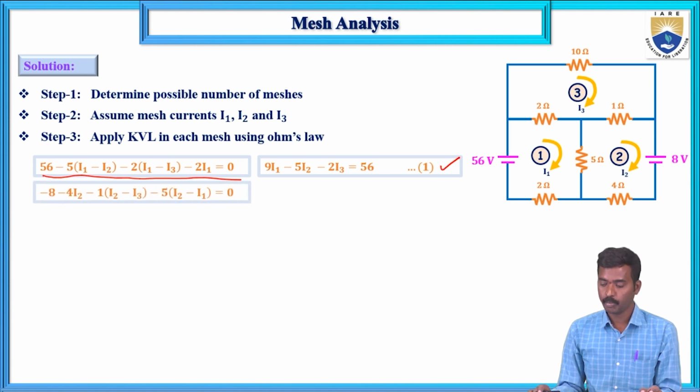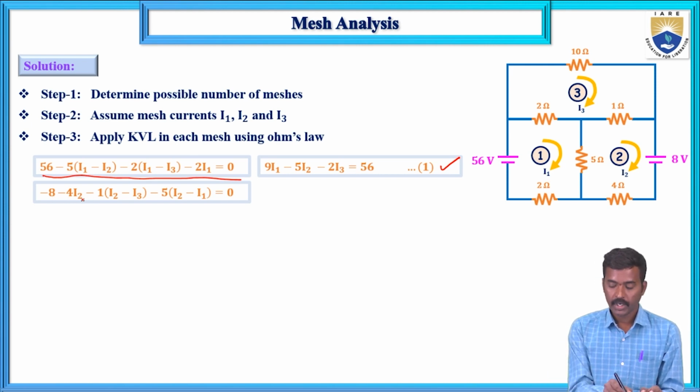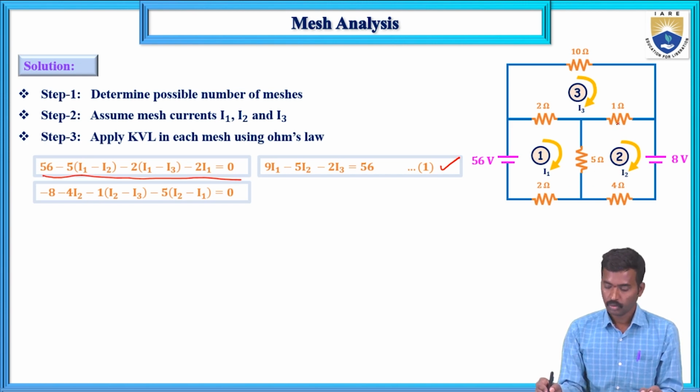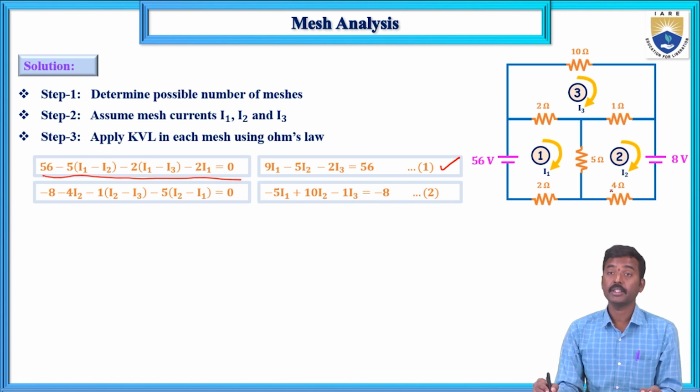Second loop equation, second mesh equation, 8. So minus 8, current is flowing from positive terminal to the negative terminal. Take minus 4I2 minus 1 into I2 minus I3 minus 5 into I2 minus I1. If you simplify this, minus 5I1, 1 plus 5 plus 10, this one I2, and this is minus I3, minus 8.